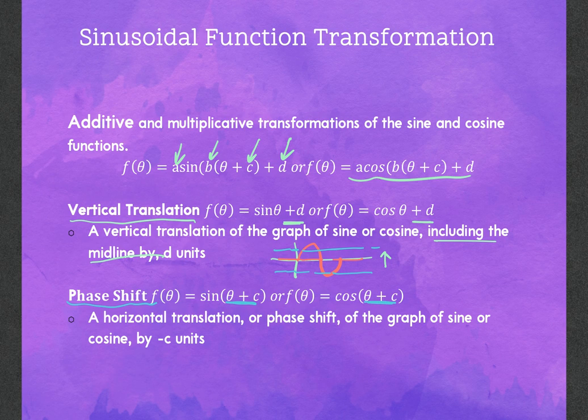So what it says here is by negative c units. And that's what it means. If it was theta plus pi, let's say, then we're moving it negative pi. So we're shifting everything to the left pi. If it was theta minus pi, then we're shifting it to the right pi. So everything gets shifted to the right pi.